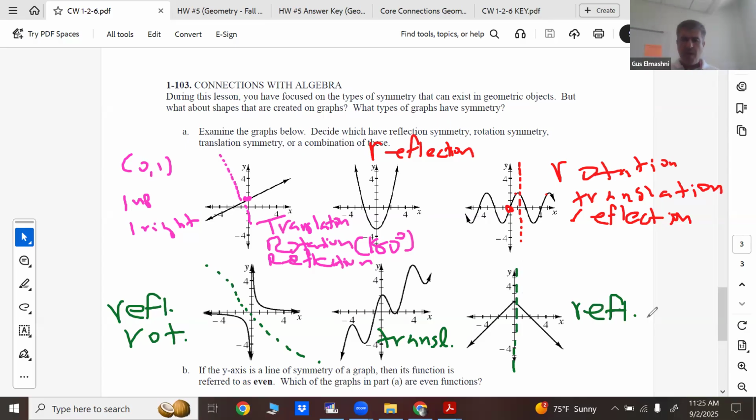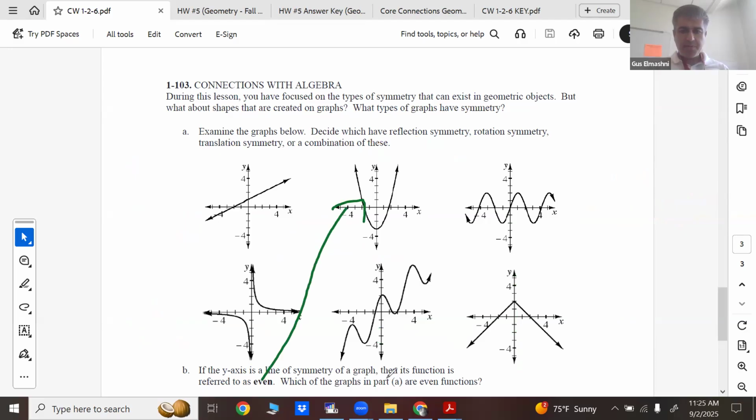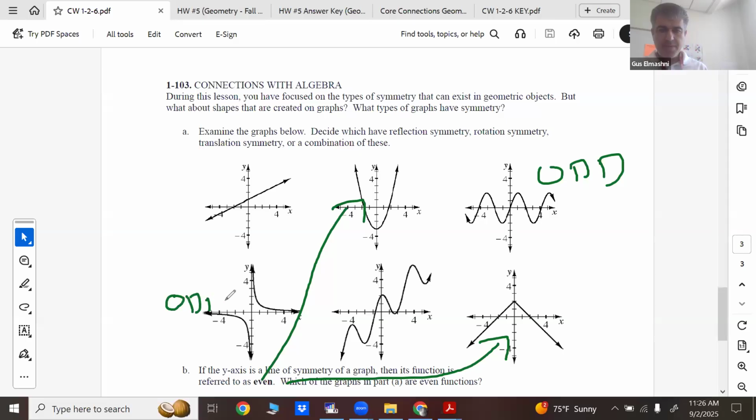So part B, if the y-axis is a line of symmetry, then its function is referred to as even. Which ones are even functions? That one and that one. We call those even functions when they have a line symmetry about the y-axis. And odd is those that have a rotation symmetry. So we call this one odd and that one odd. That's more specifically when they have a 180 degree rotation. We call it an odd function.